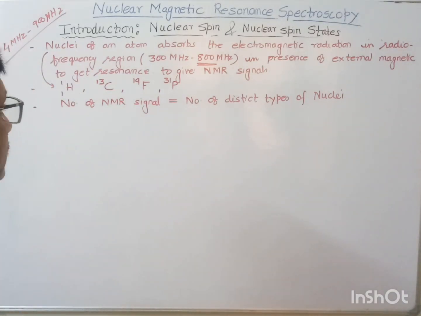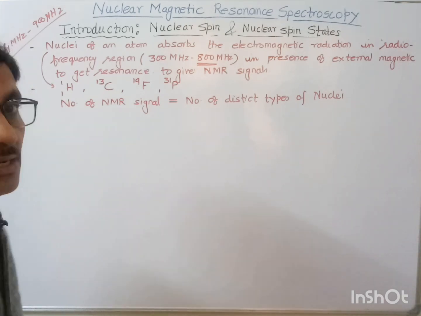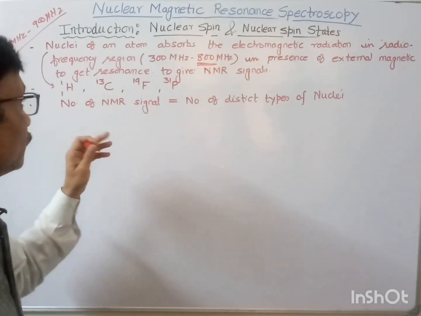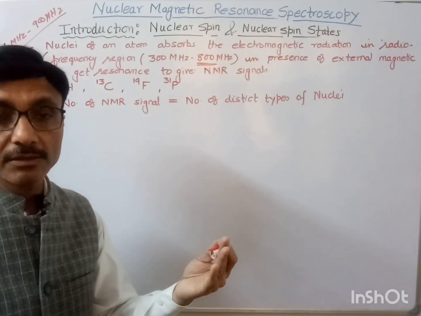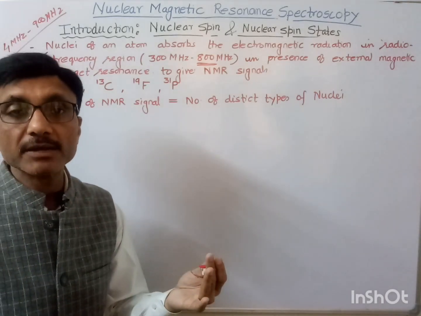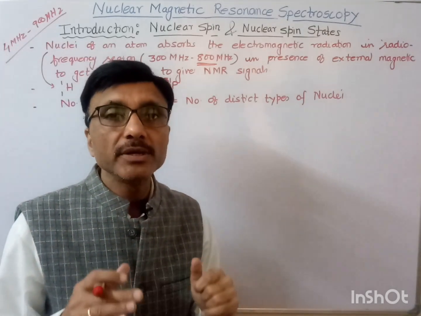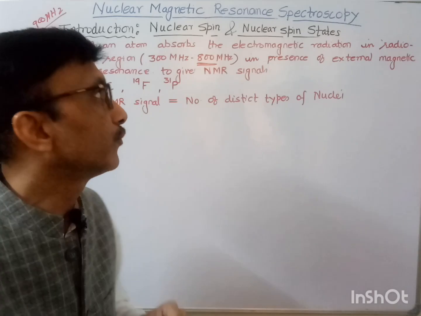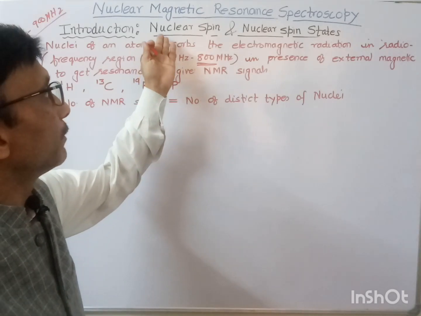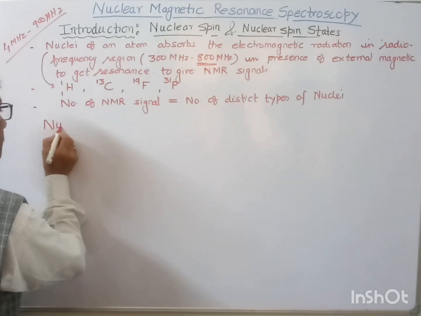Okay, so which kind of proton gives the NMR signal? Here I have written 1H. Whether deuterium can give the NMR signal, whether tritium can give the NMR signal, whether oxygen can give the NMR signal, that we have to study, and that depends upon the nuclear magnetic quantum number. Before coming to the nuclear magnetic quantum number, we should know about nuclear spin. So let us come to nuclear spin.